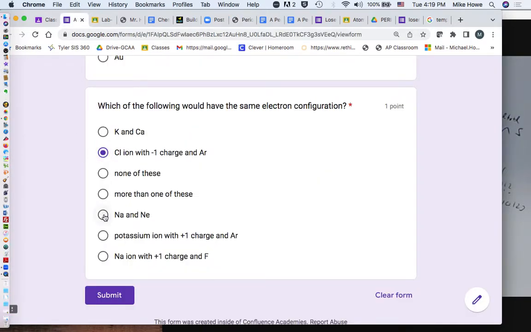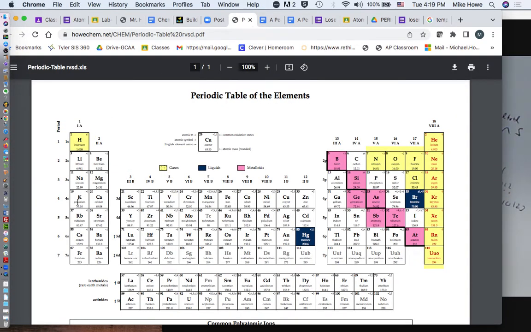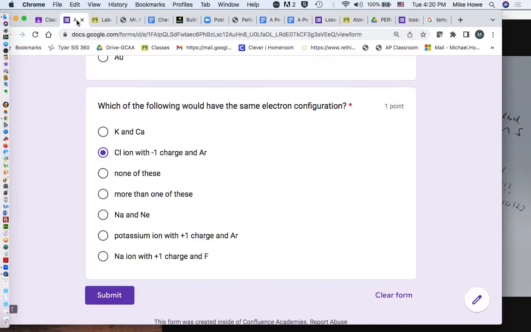Let's see if it's more than one of these. That's 11 and 10. That doesn't work. Oh, but potassium with a +1 charge. Let's look at that. So here's potassium with a +1 charge, so that means it's lost an electron. So what's 19 minus 1? 18, and that's the same as argon. So the answer was more than one of those. And sodium with a +1 charge and fluorine would not have the same because that'd be 10. Sodium has 11 electrons, take away 1 is 10, fluorine has 9. So the answers were this one and chlorine, they both were correct. All right, so that's the end of part 2 of the test.